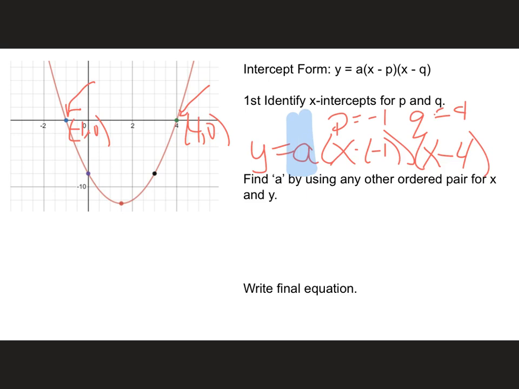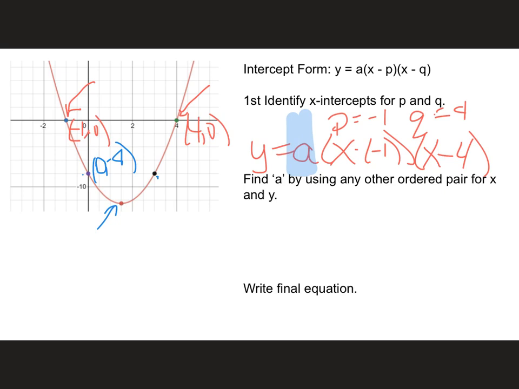So on our graph here, there are 3 points that are plotted. The vertex itself is not clear. It's not on an intersection of x's and y's, so I would not use that. I would use either the y-intercept over here or this point here. Since the y-intercept is normally very easy to identify even if it's not marked, that's the one I will use. So if I'm looking at my y-axis, this is negative 10 to 0, so they're counting by 2's here. That would put this one at 0, negative 8.